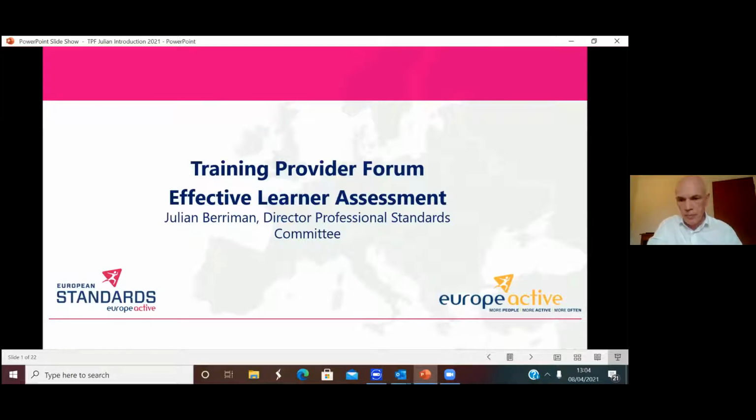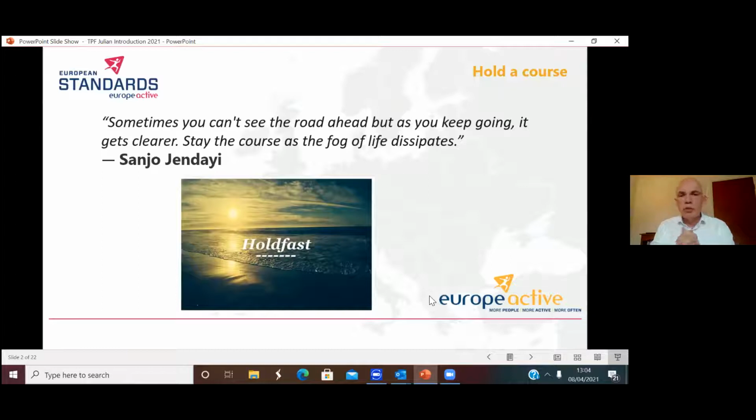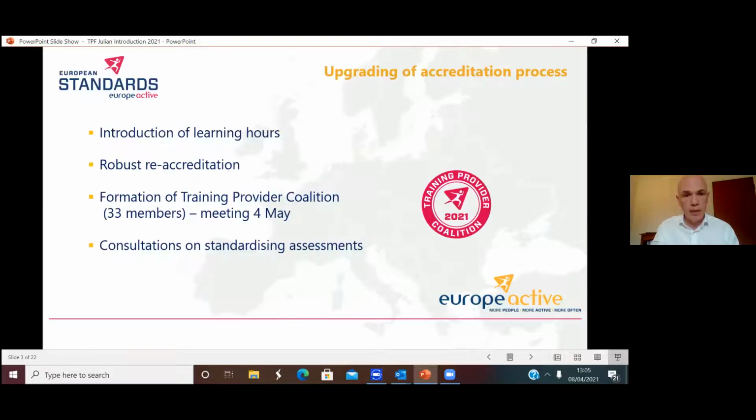If we move on: sometimes you can't see the road ahead, but as you keep going, it gets clearer. Stay the course as the fog of life dissipates. This is what today is very much about: staying the course, staying focused on our main goal, which is professionalizing the industry and standardizing what we do, so we can ensure that every fitness professional out there has met the required level, is actually qualified, and we'll talk about that word quite a bit today, qualified to do the job that they're asked to do when they enter the fitness industry.